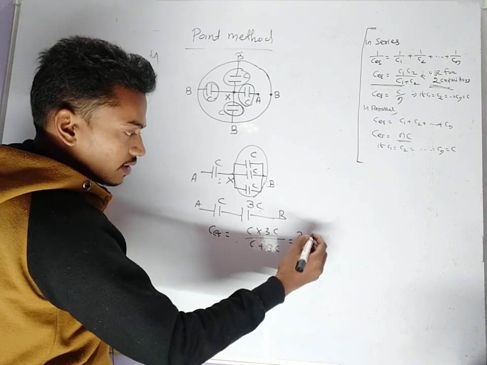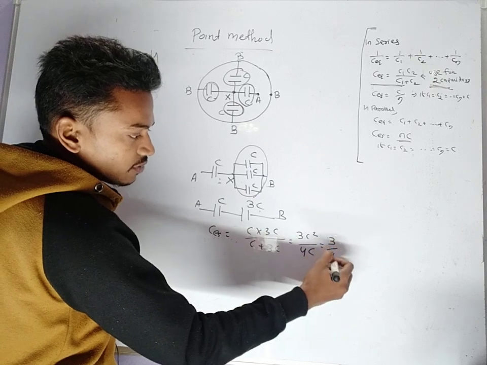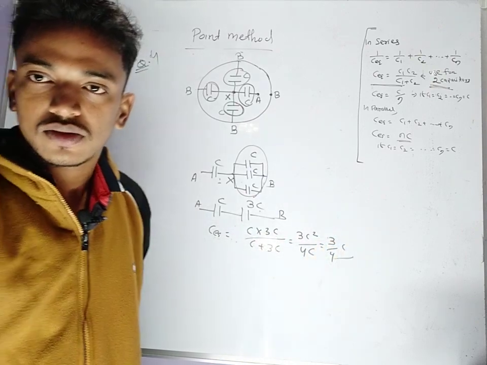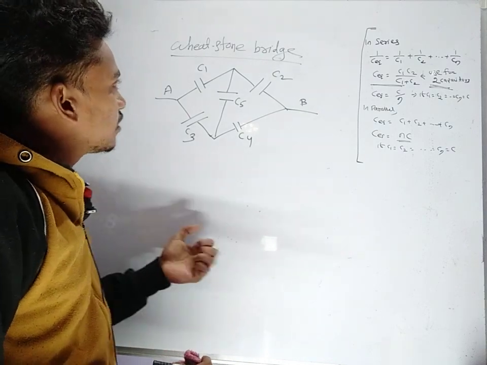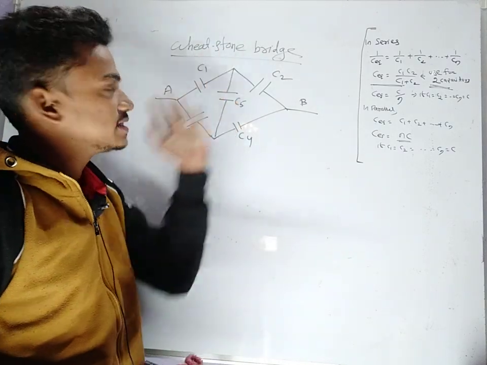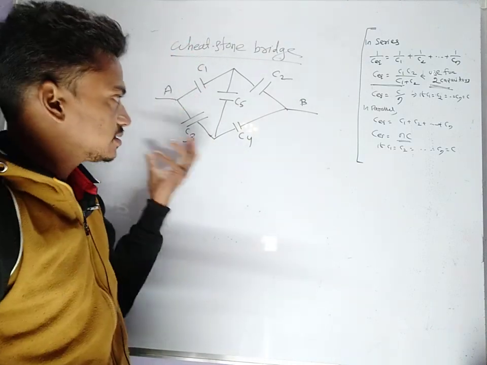So 3C squared by 4C, this is 3 by 4C, this is the answer. Okay, then come to the very interesting and most popular numerical, that is the Wheatstone bridge. The arrangement of the Wheatstone bridge is like this.